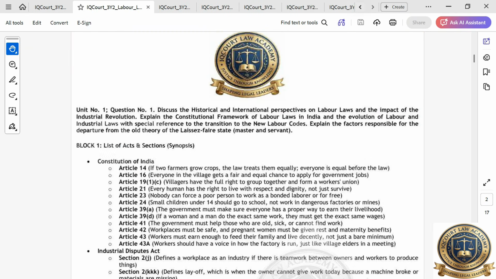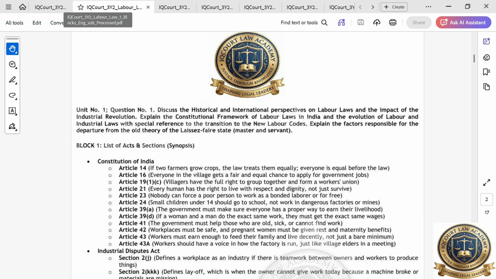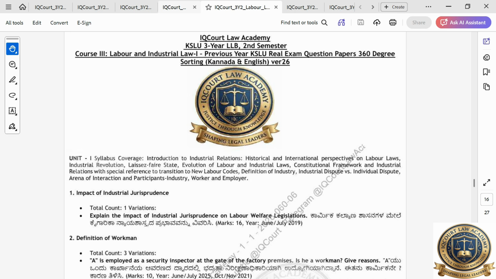All of you are waiting for important questions. Let us go through it, okay? Without wasting much time, let us dive into important questions. We have done extensive research and we are providing these questions, and IQCourt Law Academy has already provided the notes. From those questions only you will get the questions in your exam.